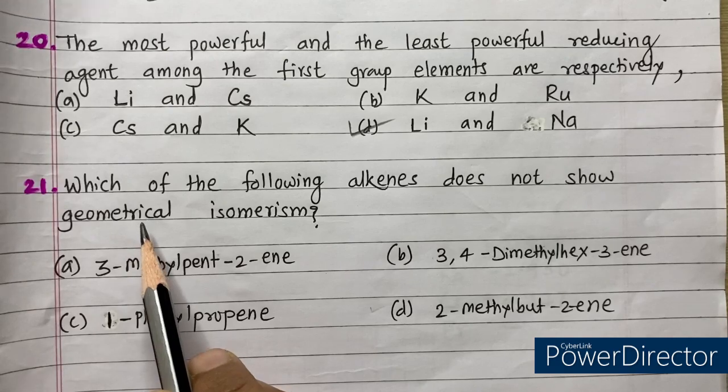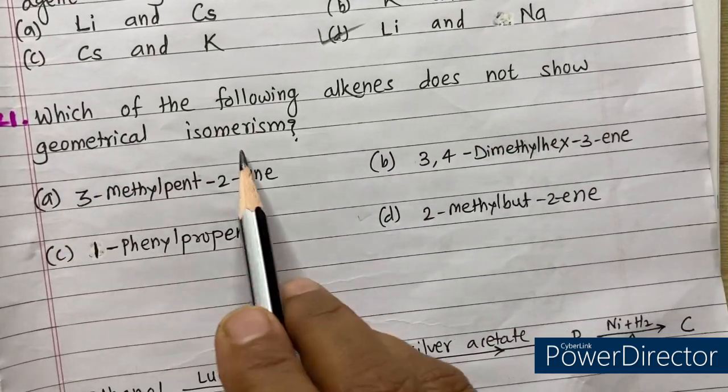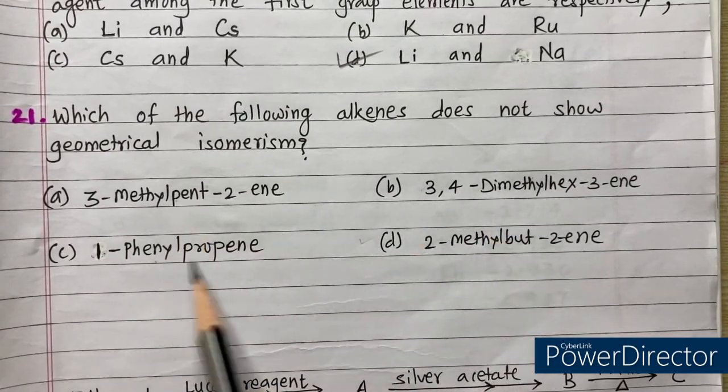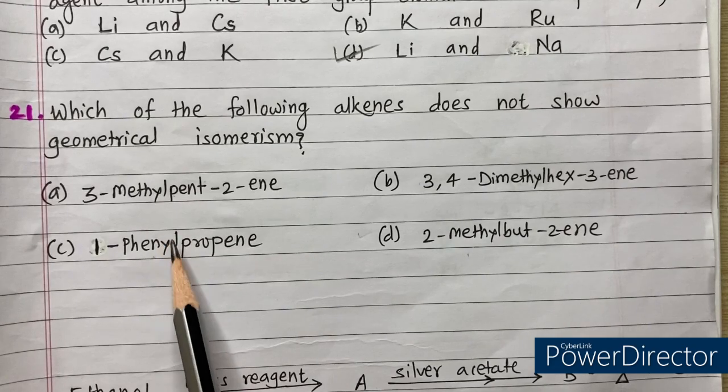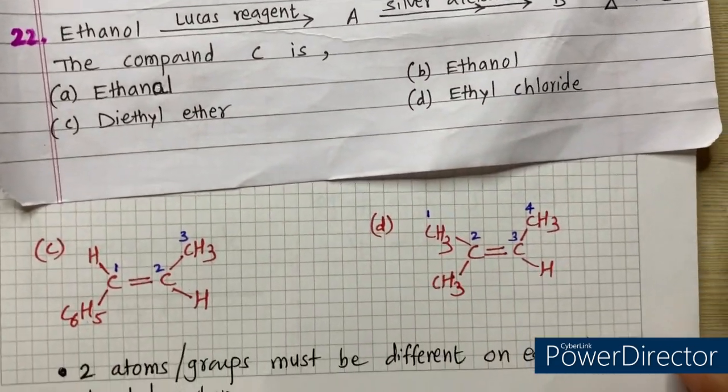Next one, which of the following alkenes does not show geometrical isomerism? Now here names are given. First, it is necessary to find out their structures. Now see their structures first here.